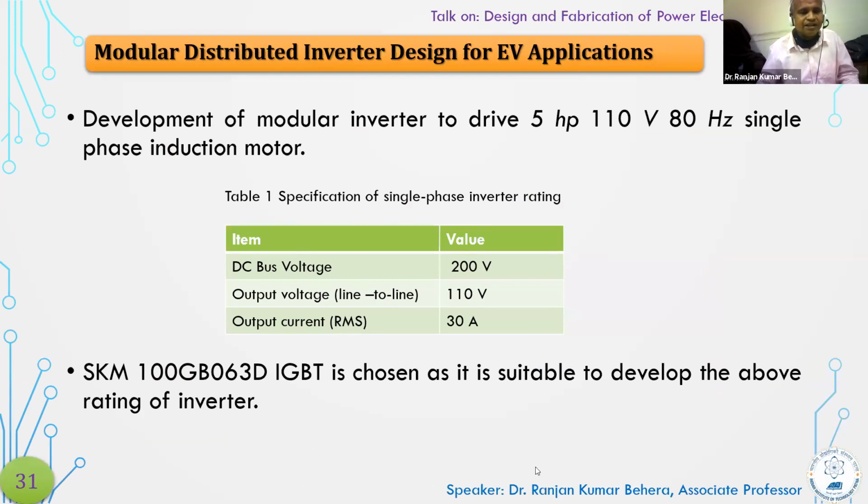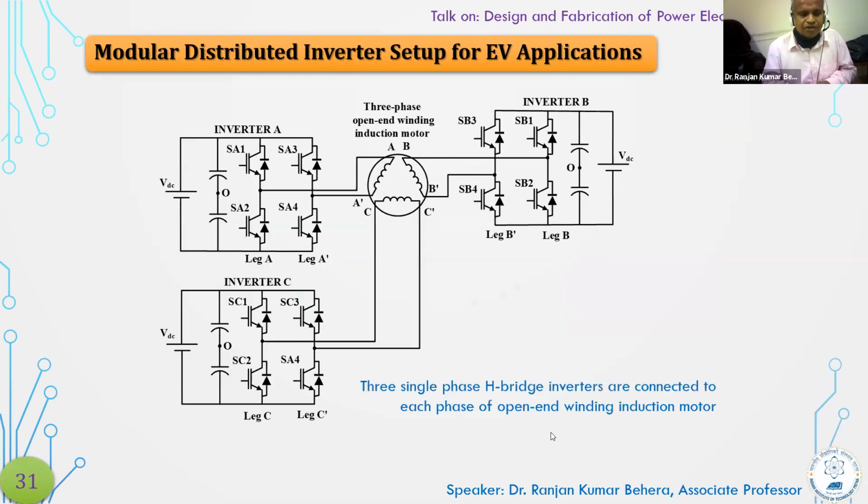In an electric car like a Tesla, you have a structure below the battery. Similarly, we have a distributed inverter, where you have small modules. Even if one inverter fails, you can put in another inverter and it will work. That is how we built this modular inverter setup for an electric four-wheeler drive.